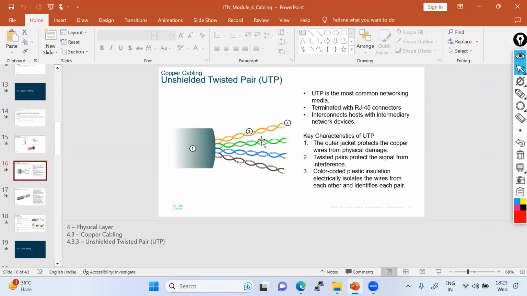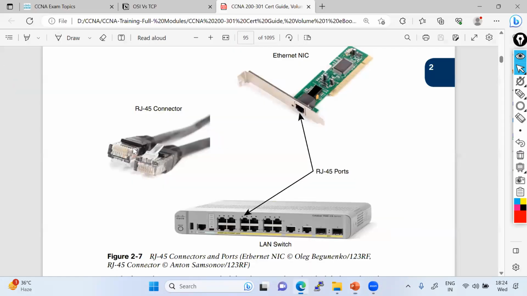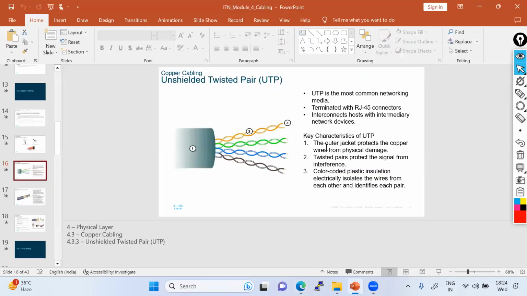So they can avoid any kind of interference. If you're not going to twist it, there is a lot of interference going to happen. But twisted, always avoid the interference. Color coded plastic is used to electrically isolate the wires from each other and identify them. Color coding is required to make the connector and the connectivity for the cross and the straight cable for the different networking requirements. The protection for the upper coat is just to make sure damage is not happening, right? And the twisted means that these are not going to make any interference, right?